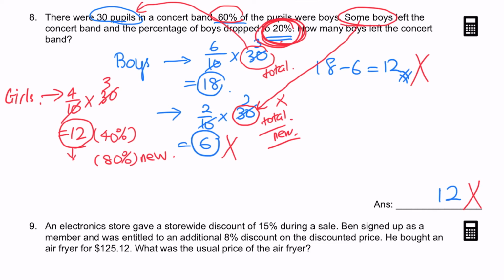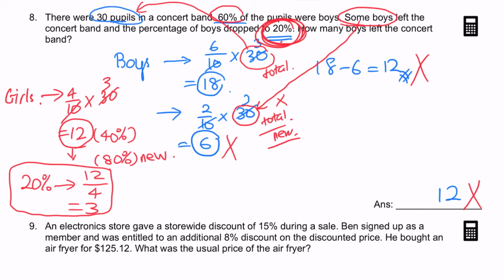Correct? So I'm going to use that to help me find out the number of boys left. So if that's 80%, 20% would be equals to 12 divided by 4. Okay, I get 3. So in every 20%, there's 3 students. So which means the boys actually drop to 3 students. And now we can do the comparison. Initially there were 18 boys. So 18 minus 3 gives me 15. 15 should be the answer.